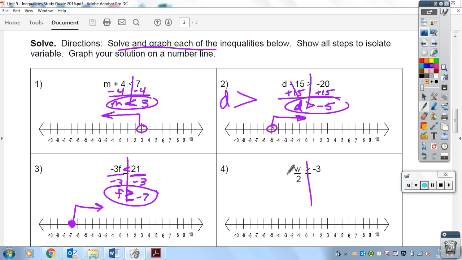Split down the middle, undo by multiply by 2, multiply by 2. W, -6, the question is, does the symbol flip? And the answer is no. It does not flip because I didn't multiply or divide by a negative. I multiplied by a positive. But the negative was already there. Again, I go to -6, fill it in. More ink means more ink. W is on the big side, so I go in the big direction, which is always to the right.